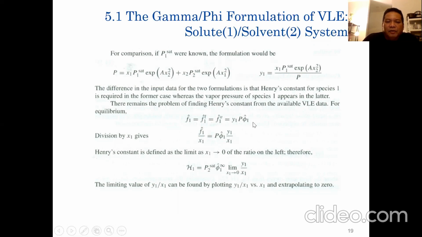And for the remaining, for finding Henry's constant from the available VLE equilibrium data, I think we can use this equation here. Because we know that Henry's constant is defined as the limit as x1 goes to 0, which means toward infinite dilution, the Henry's number can be written in this form here. So the limiting value of y1 over x1 can be found by plotting y1 over x1 versus x1 and extrapolating to 0, when it reaches the axis.